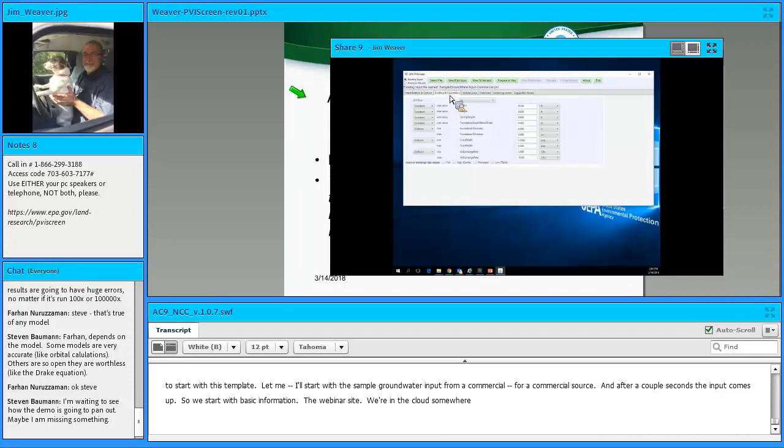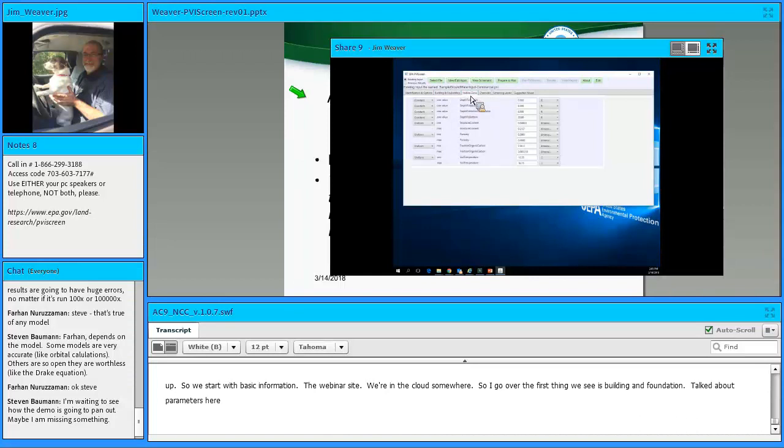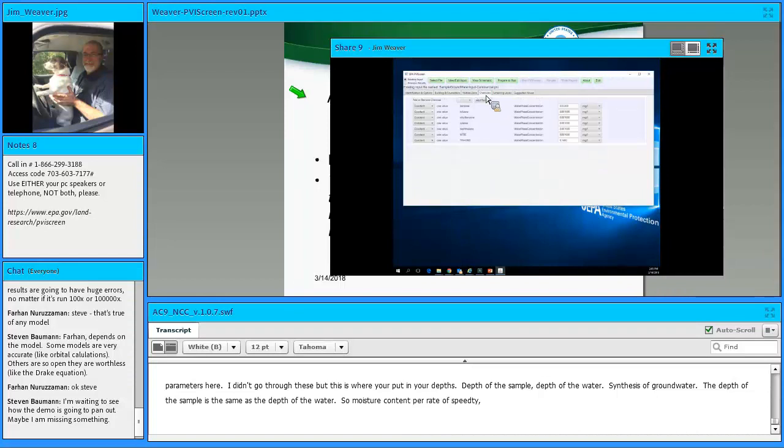So I go over, the first thing we see is the building and foundation. We talked about parameters here. Vadose zone, I did go through these, but this is where you put in your depths, depth of the sample, depth of water. Since this is a groundwater case, the depth to sample is the same as the depth to water. So moisture content, porosity range, organic carbon range, soil temperature range, and then the chemicals.